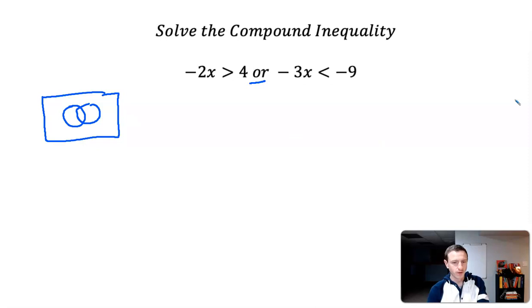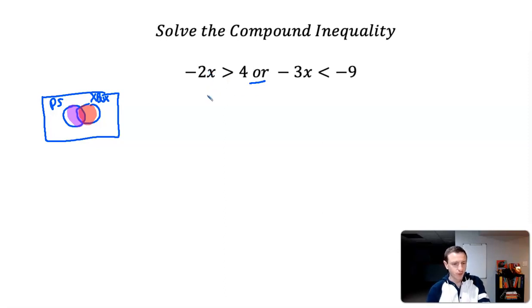If I want or, that means I want this one or this one. So anything that falls in these two circles, whatever the category is. Let's say one is PlayStation owners and one is Xbox owners. If I say you have a PlayStation or an Xbox, it's either of these two circles. So we want to find x values that make either of the two inequalities true.